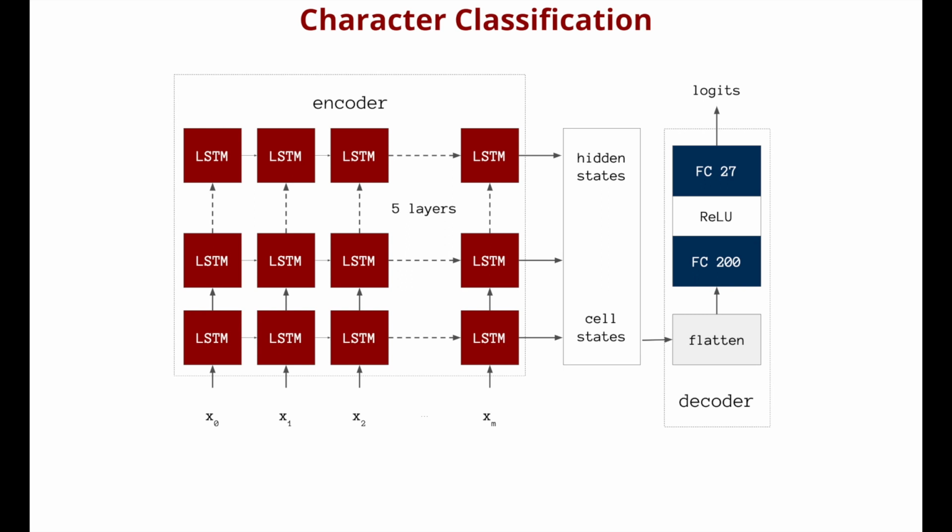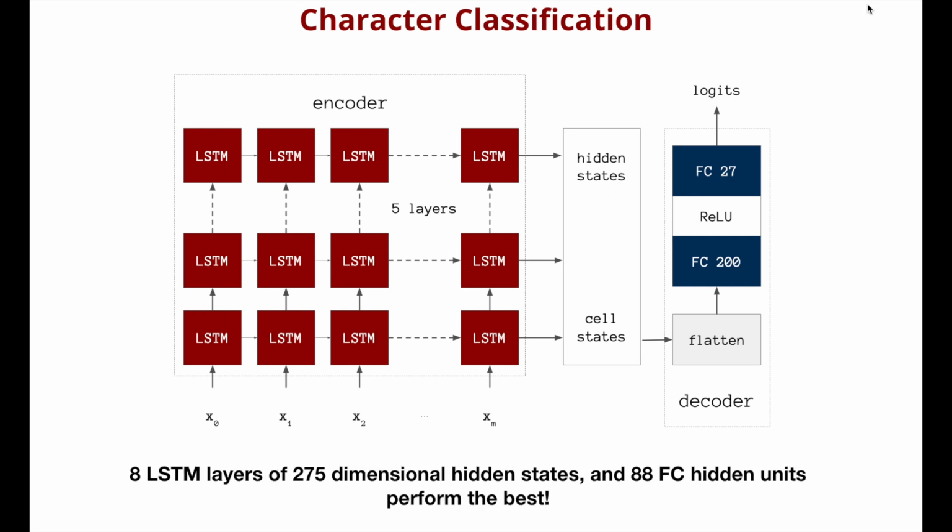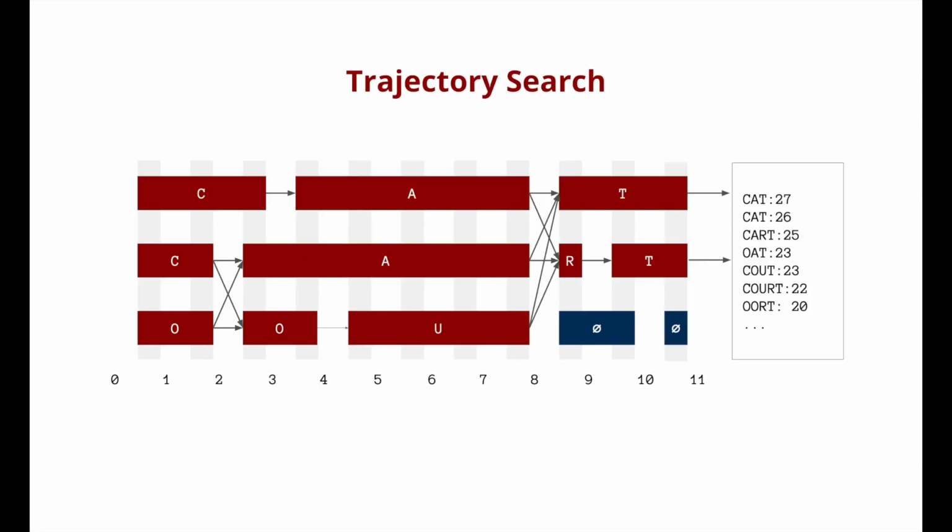We conduct a random search on hyperparameters, and find that the best performing model has 8 LSTM layers of 275 hidden states and 88 FC hidden units. We think that this works best because a complex LSTM encoder encodes the most features, and a simple decoder avoids overfitting. We then design a trajectory search algorithm that searches through all the candidates provided by the character classifier and produce a list of prediction words.